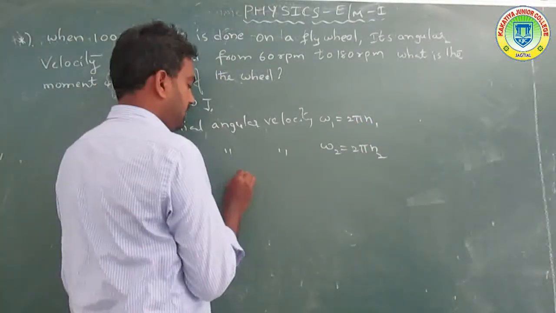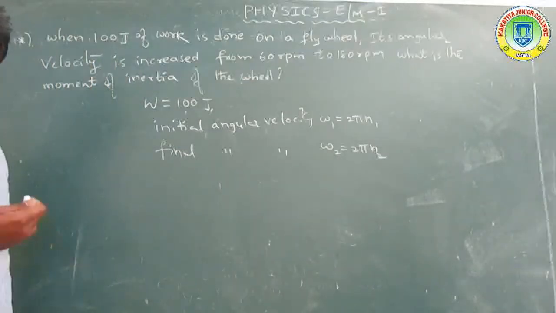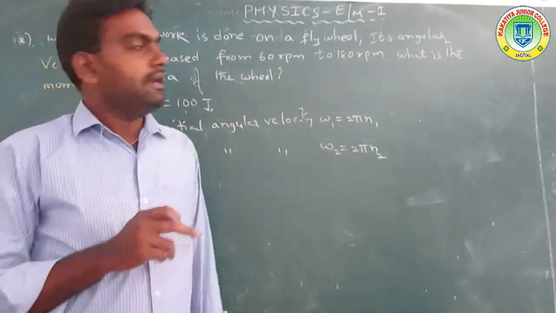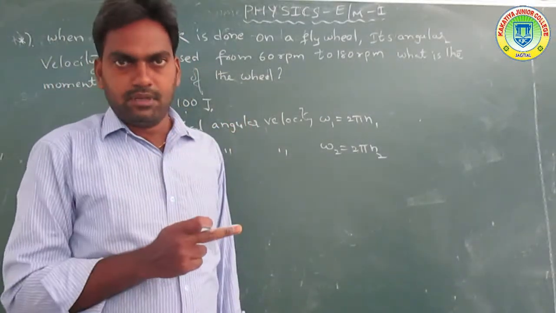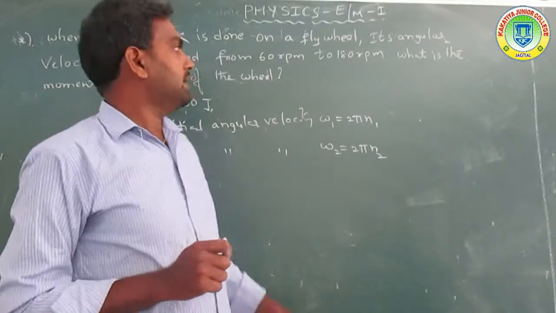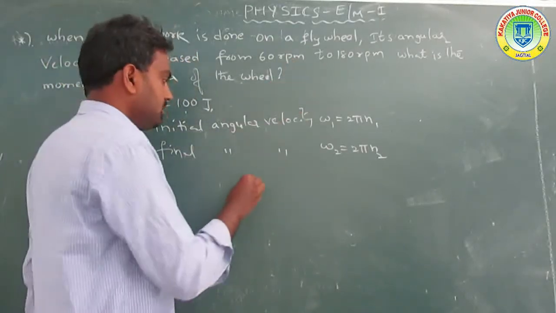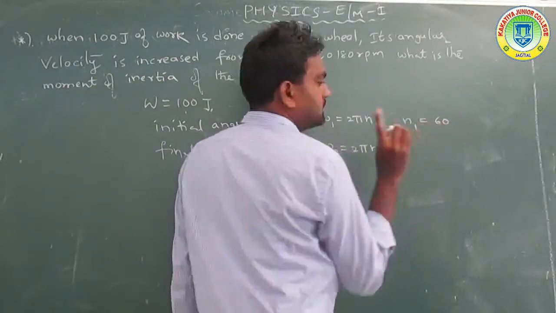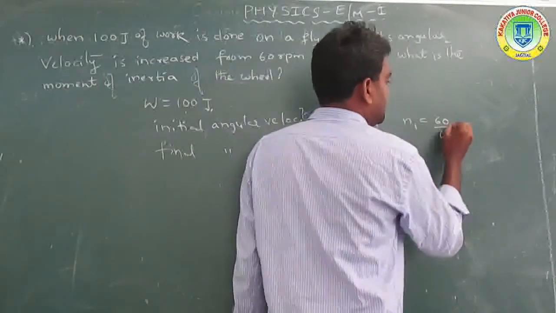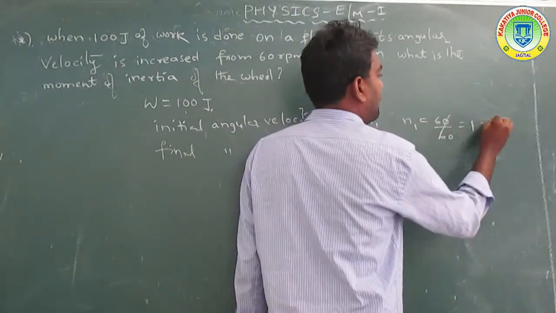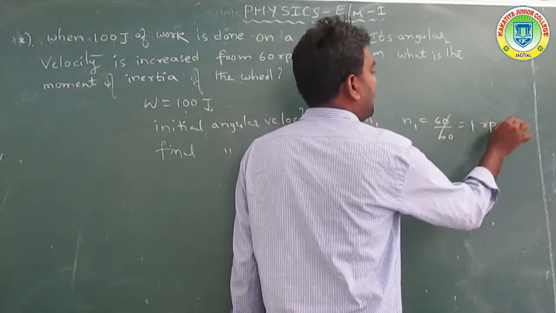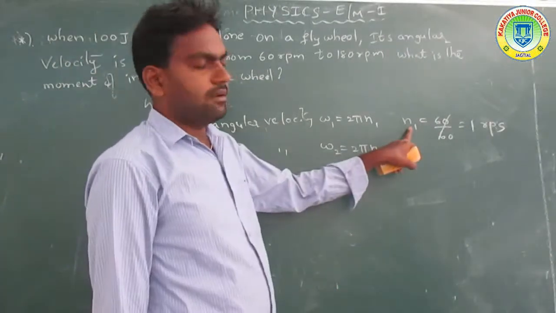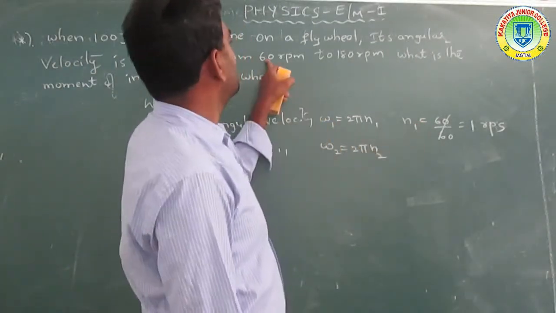So what is n1? n1 is the frequency. What is frequency? The number of vibrations in 1 second is called frequency. Here it is the number of rotations in 1 second, but here the value is given per minute. So n1 is 60 rpm, rotations per minute, divided by 60, which gives 1 rps, rotation per second. That is the frequency.